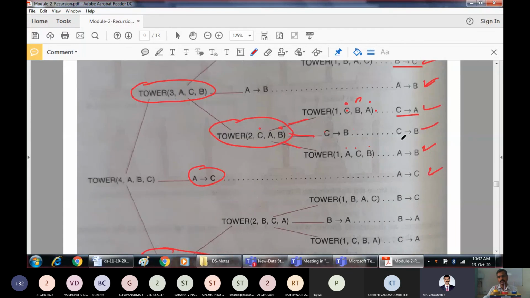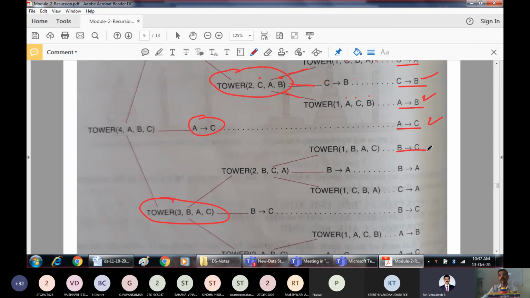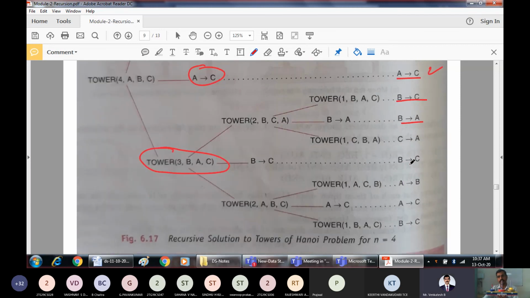Next is from C to B. Next is from A to B. Next is from A to C. Next movement is from B to C. Next is from B to A. Next is from C to A. Next B to C.